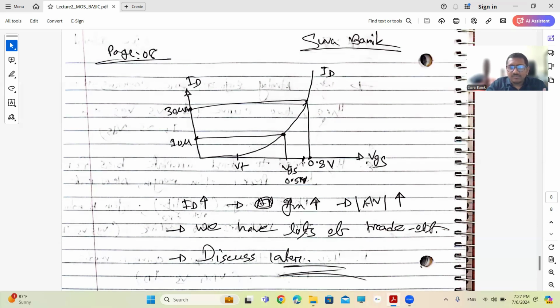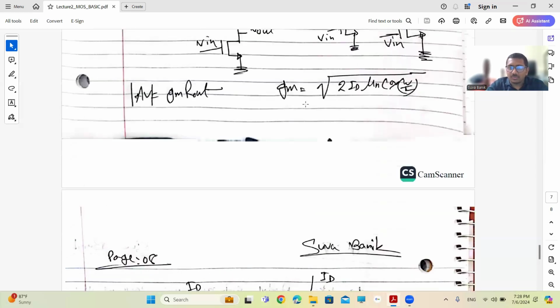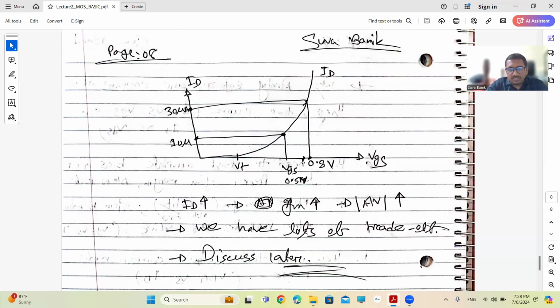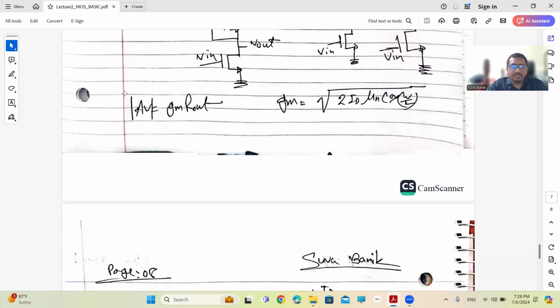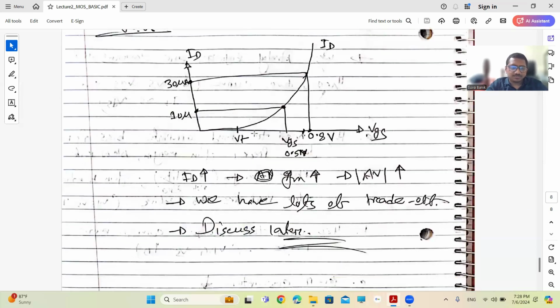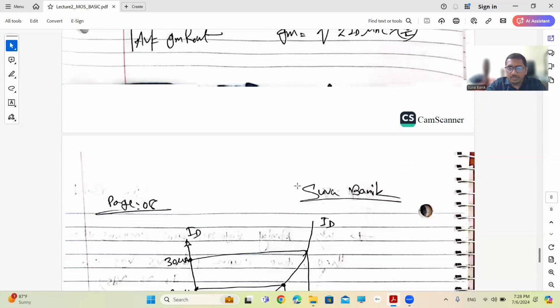You can see if my VGS is 0.5, then ID may be 10 micro. But if VGS changes a little bit, from 0.5 to 0.8, then ID increases much higher, maybe 3 times or 4 times. If my ID increases, my GM will increase. We can see from this formula, right? If my GM increases, my gain eventually will increase. Obviously, there are lots of trade-offs we need to consider. I will discuss it later, but for the time being, just know that if you want to play with the circuit, you should know this curve very well.